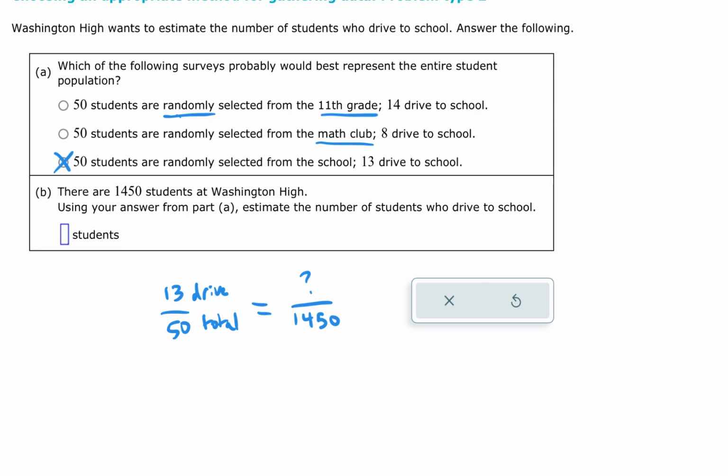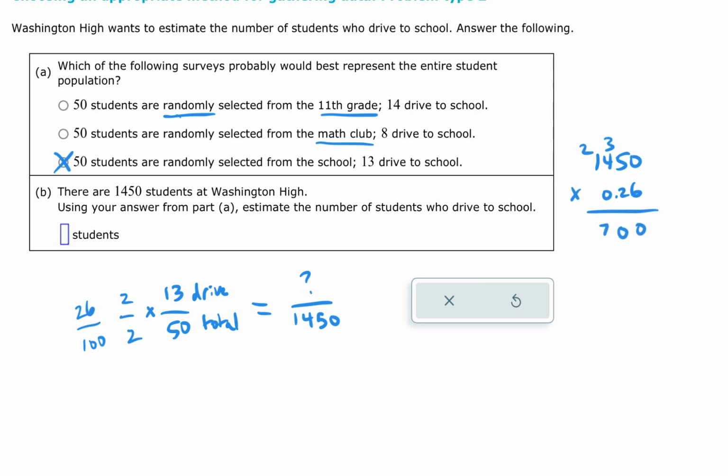Rather than simplifying this, an easy way that I can do with this problem, because it's 50, is change that 50 to 100, and then we have a percent. So now we know that 26% of the kids in our survey drove to school. So we can now multiply 1,450 by 26%.